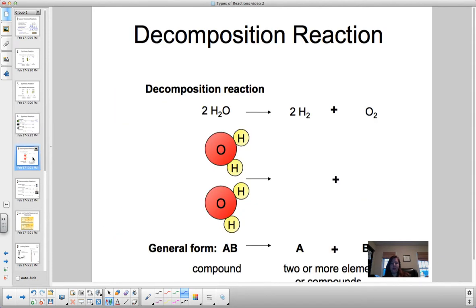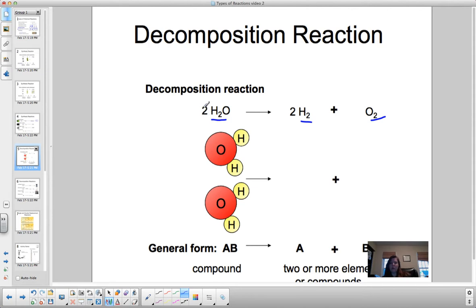Okay. Again, here's our decomposition reaction. We take one thing and break it down into two separate things. So let's look at water. We would need 2 molecules of water to break down into 2 moles of hydrogen gas and 1 mole of oxygen gas.